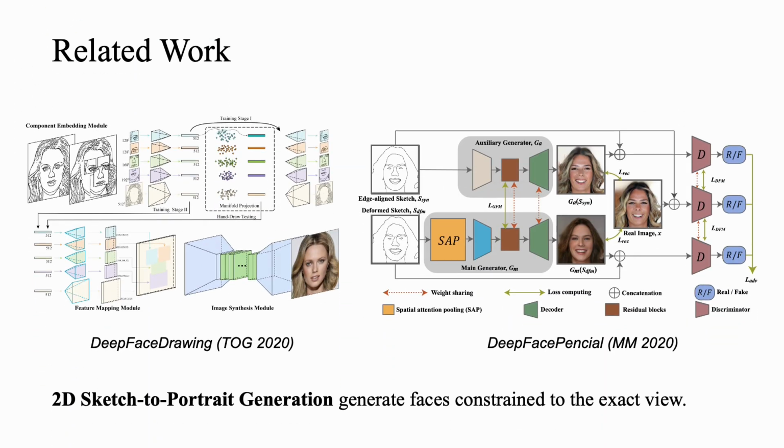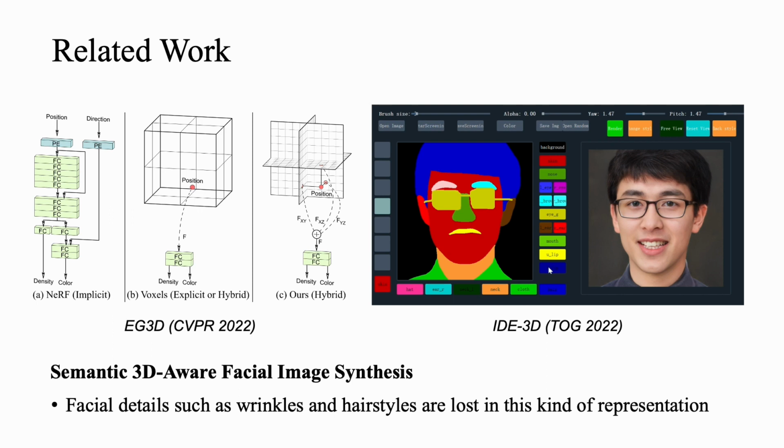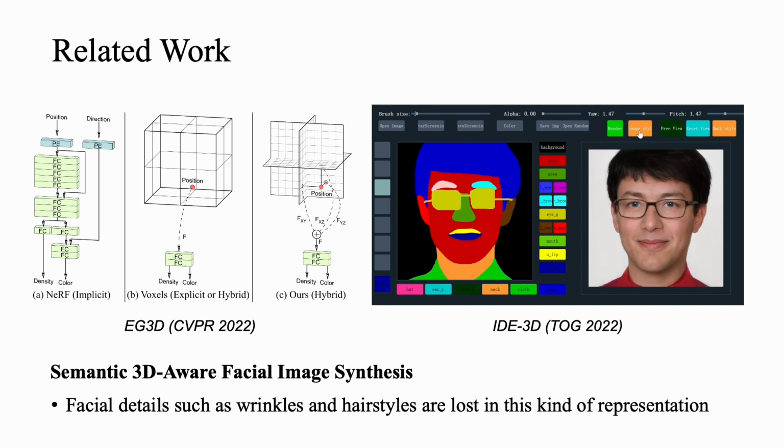With the development of generative models, researchers formulate this task as an image translation process. Nevertheless, many previous methods are basically 2D-based, which means that their generated faces are constrained to the exact views as the sketches are drawn. Another slew of studies explore semantic 3D-aware image synthesis, but facial details such as wrinkles and hairstyles are lost in this representation.